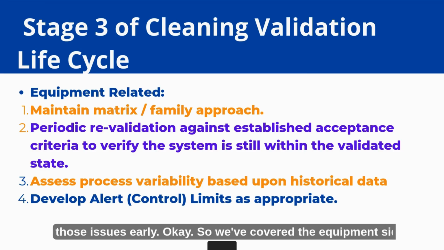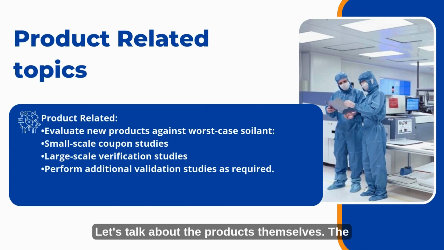Okay, so we've covered the equipment side. Let's talk about the products themselves. The documents talk about a worst-case soilant when evaluating new products. What does that even mean?